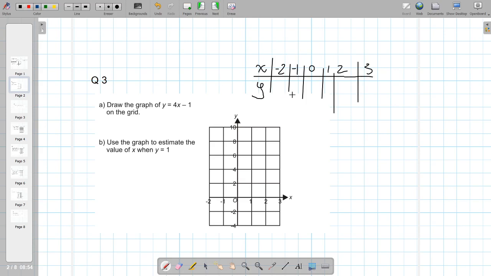Again, as I said, start with 0 because it's the easiest. Look what happens: we've got 0 times 4, which is 0, minus 1, so -1. This is your intercept, right? For 1, we'll have 4 times 1 minus 1, which is 3. For 2, we will have 4 times 2 minus 1, which is 8 minus 1, 7.